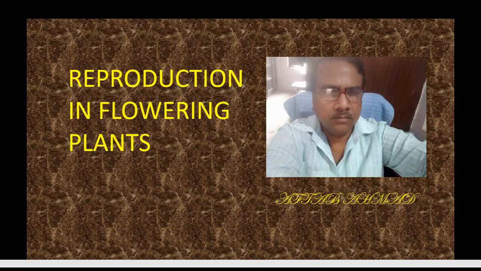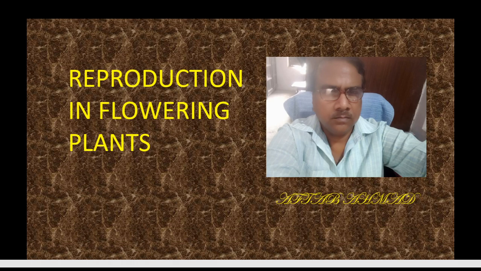In this chapter, we have to study the structure of flower. What is flower? What are angiospermic plants? What is the morphology of flower? And how reproduction occurs in flowering plants.